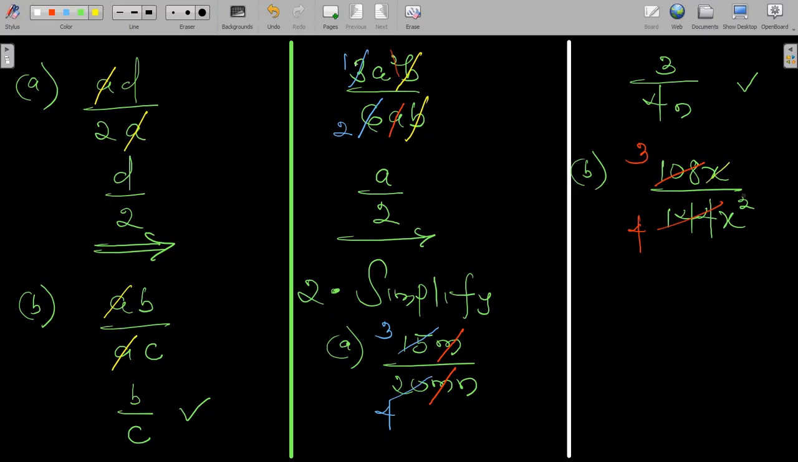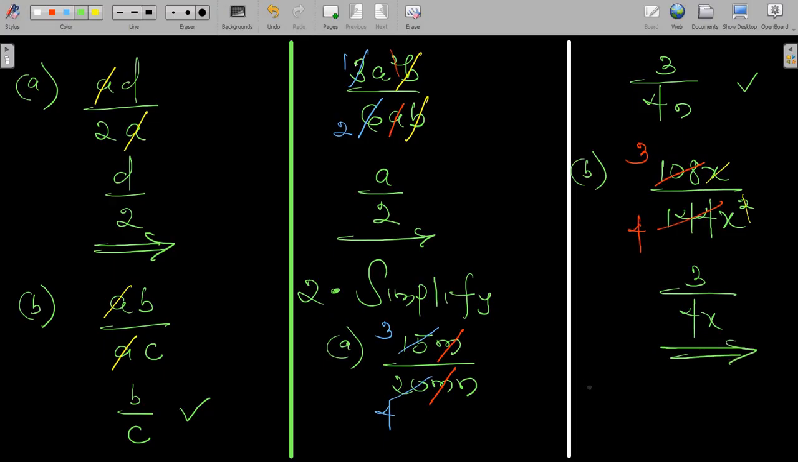X can cancel one of these x that is at the bottom. So our final answer finally becomes 3. We have 3 at the top, then all over 4 and one single x that is remaining at the bottom. And that is definitely the answer for that question.